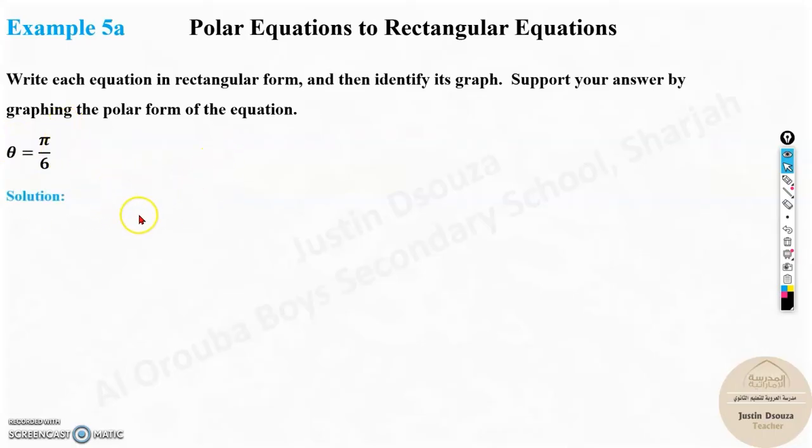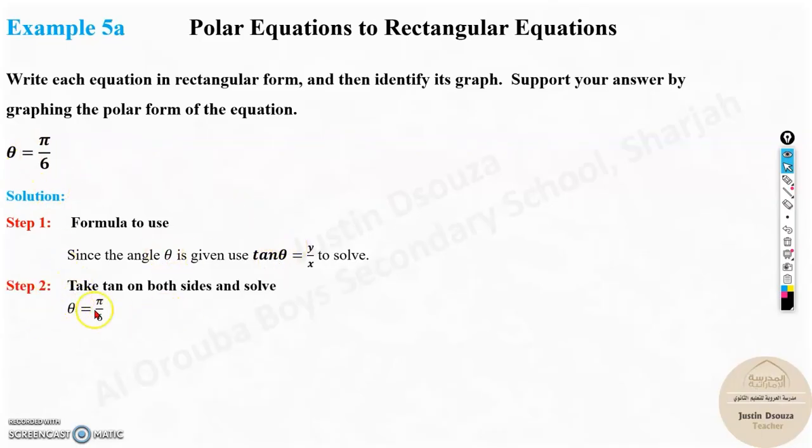Now, if you recall the formula, you know tan theta equals y by x. There is no other formula which will convert theta to the rectangular coordinates. So what you need to do is take tan on both sides, then we can solve this. Since r is not given over here, you should just focus on theta. Take tan on both sides. What happens? Theta equals pi by 6, so tan theta equals tan pi by 6.